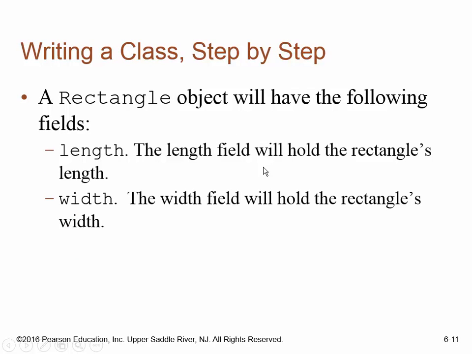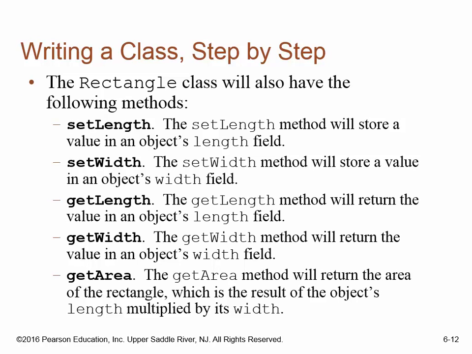So what we're going to do now is build a class, as they say here, step by step. The class will be of type Rectangle, and it'll have a length field and a width field, okay? It's also going to have several methods. We'll be able to set the length and set the width, get the length and get the width, and get the area. Now you'll notice that about half of these methods start with the word set, and about half, I guess a little more, start with the word get.